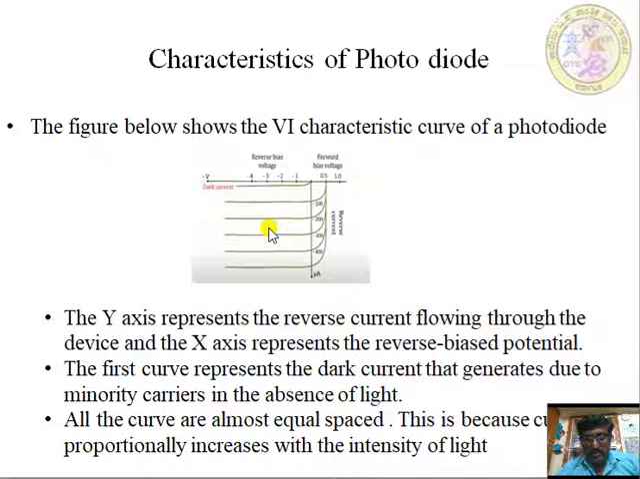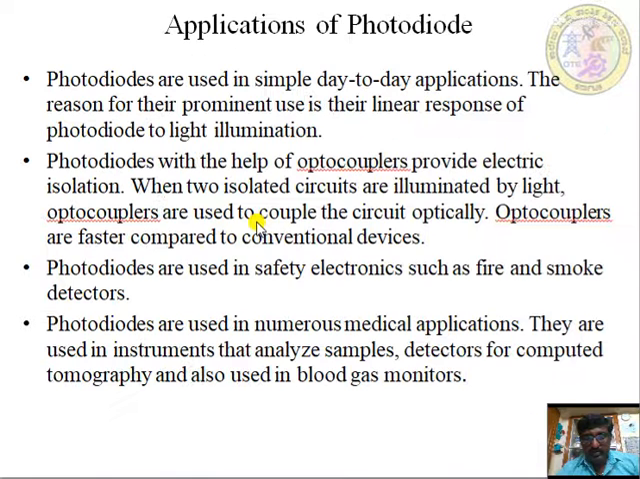This is because the current increases proportionally with the intensity of light. Okay, see the spacing is equally thin. So where are the photodiodes being applied? Photodiodes are used in simple day-to-day applications. The reason for this prominent use is the linear response of the photodiode to light illumination.